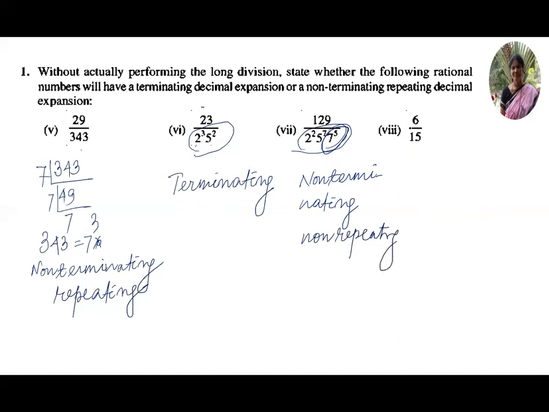6 and 15, first you make it lowest, don't factorize 15. So it will be 3 2 times, 3 5 times. Then it has only 5, so it will be terminating.